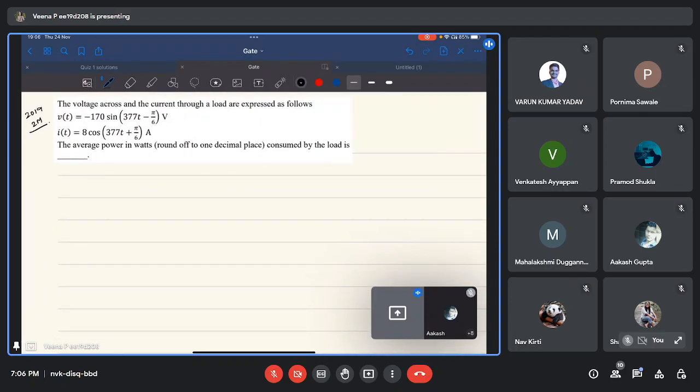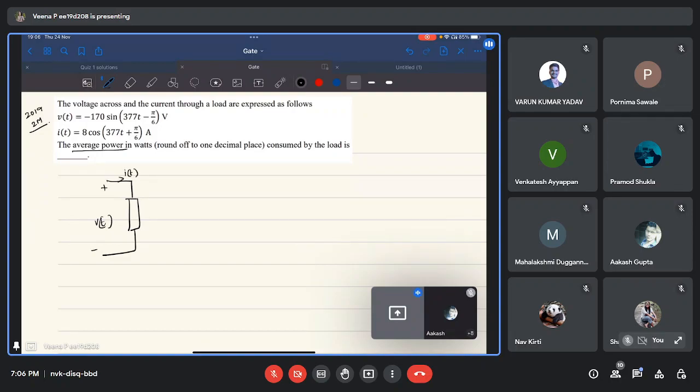The voltage across and the current through a load are expressed as follows. Voltage V of t and current I of t are given. The average power in watts, rounded off to 1 decimal place, consumed by the load is. So we are given a load. The voltage across the load, V of t, is given and the current through it is given.